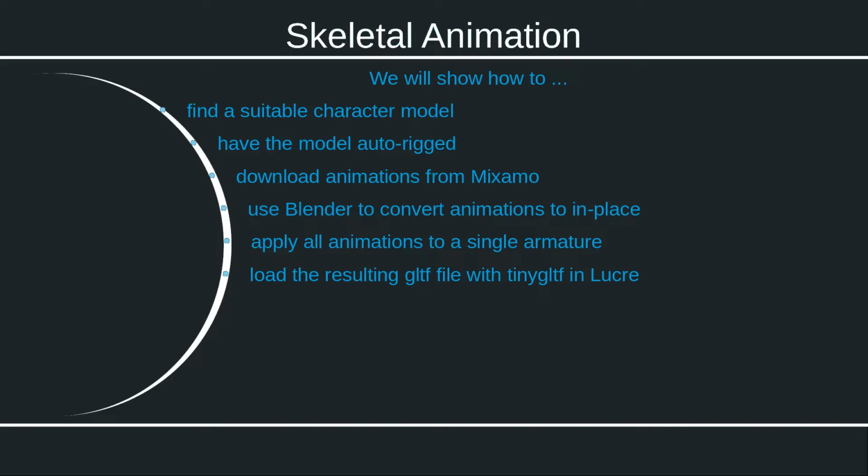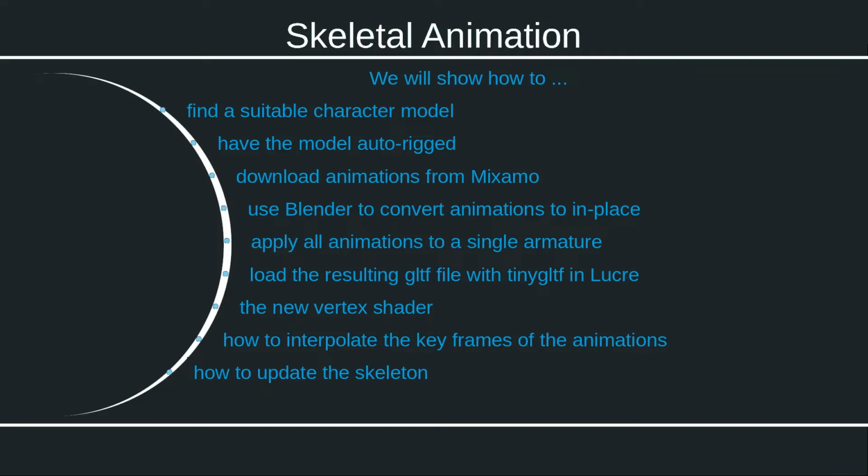Then in the engine, we'll show you how to load the resulting glTF file with the header-only library tinygltf. We'll take a look at the new vertex shader. We will explain where the keyframes come from and how to interpolate between them. Then we will show how to recalculate the matrices in the buffer for the vertex shader. These matrices are applied to each vertex of the mesh and cause the actual deformation. And then we will show you a class to manage multiple animations.